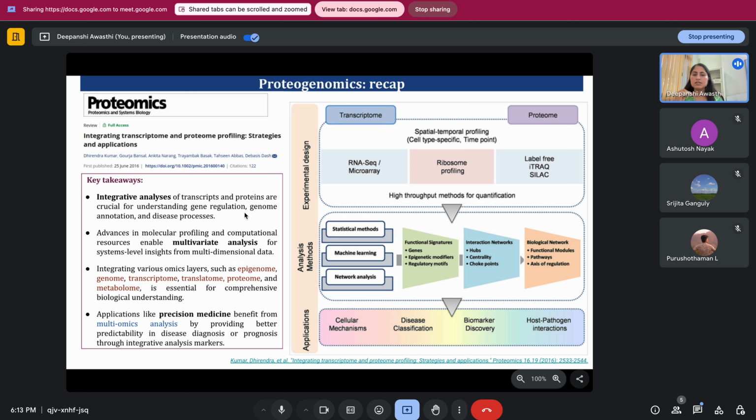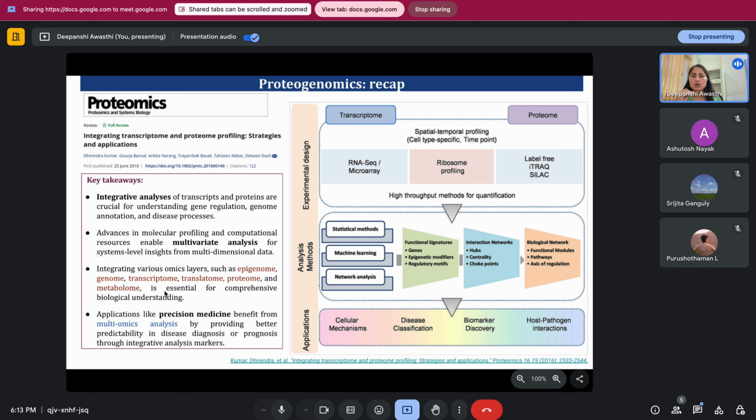Because till now we have seen why we require proteogenomics. We have looked at cancer data sets, and that we require the information available in the cancer data set to design new therapeutics. That was the first thing for which proteogenomics was introduced, and later on it was realized that its applications are huge. In that way, this integrative analysis will also help us understand gene regulation and these phenomena. They are also saying that advances in molecular profiling and computational resources will enable multivariate analysis for system-level insights from this multidimensional data set.